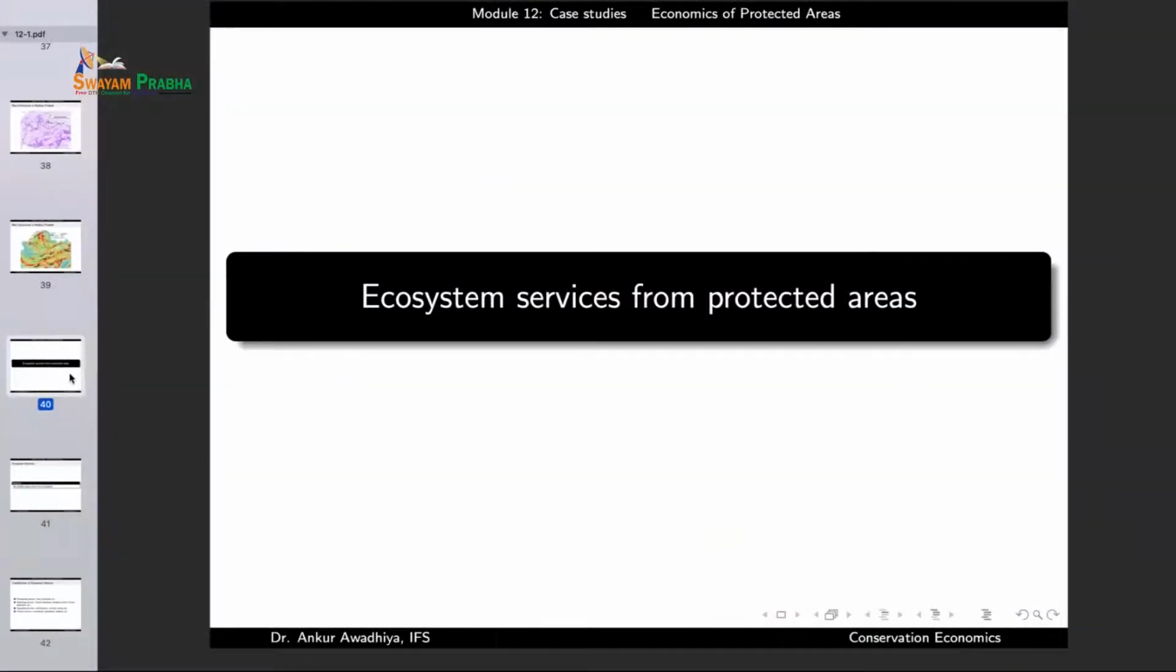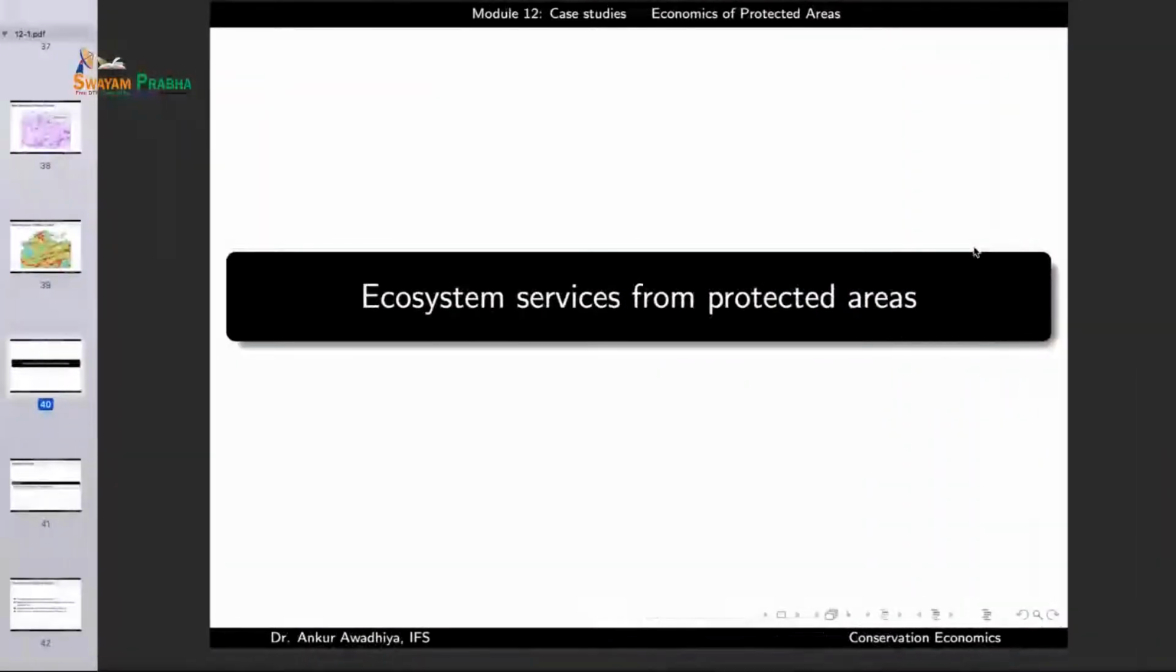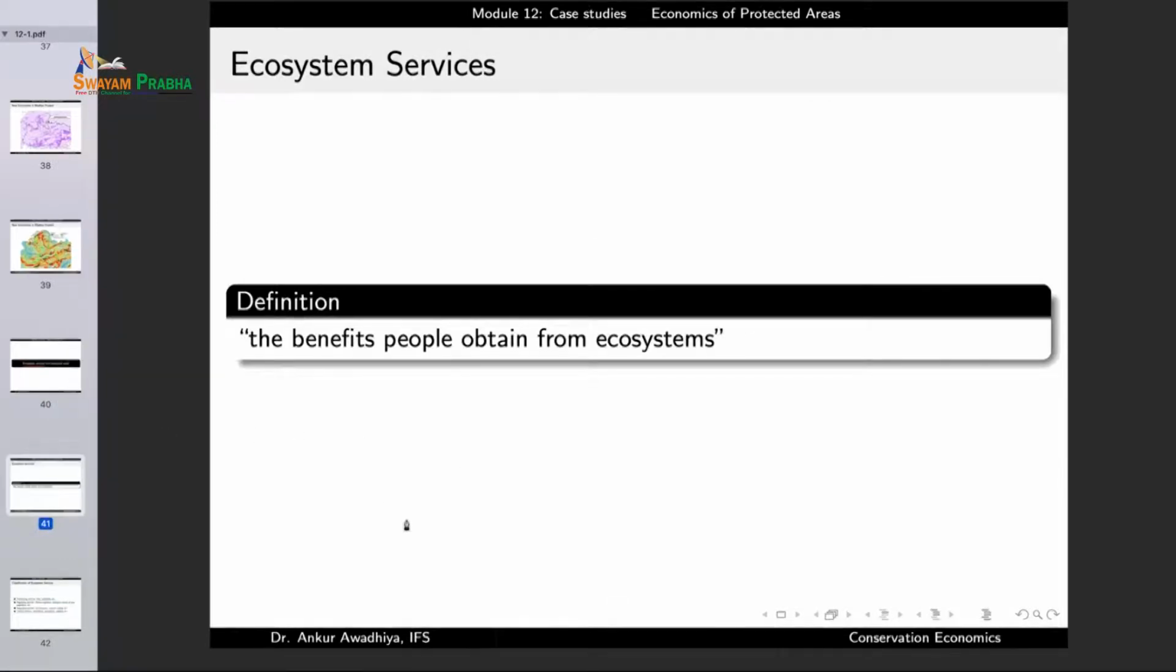Now, once we have looked at what a protected area is, how do we make a protected area, what is the importance of a protected area, let us now have a look at the economic analysis of protected areas. When we make a protected area, what is the benefit that we can provide to people? Which brings us to the ecosystem services from protected areas. Now, ecosystem services are the services that are provided by a well functioning ecosystem in these protected areas. Ecosystem services are defined as the benefits that people obtain from ecosystems. Benefits. Again, a cost benefit approach.